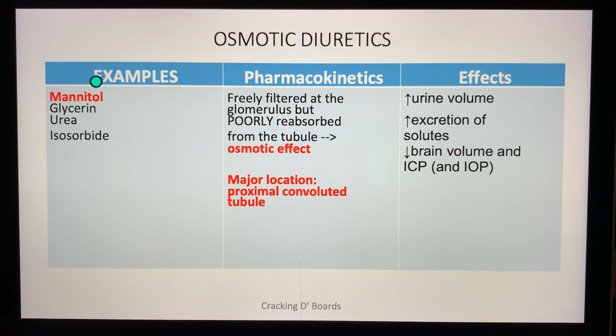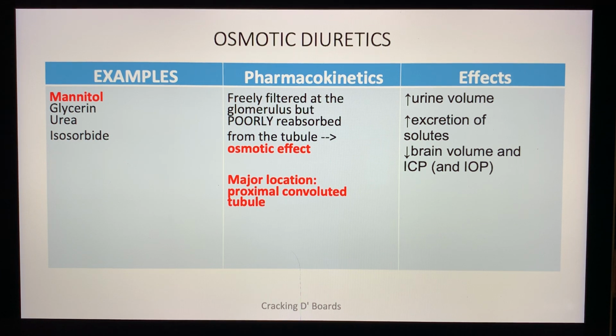Memorize the mannitol. Pharmacokinetics. Your osmotic diuretics are freely filtered in the glomerulus. However, they are poorly reabsorbed from the tubules, and they cause an osmotic effect. So they're going to cause osmotic diuresis. Major location, memorize this by heart, of your osmotic diuretics like mannitol is the proximal convoluted tubules.